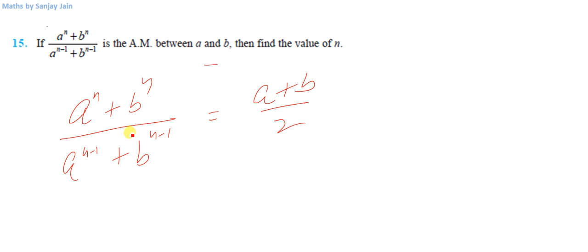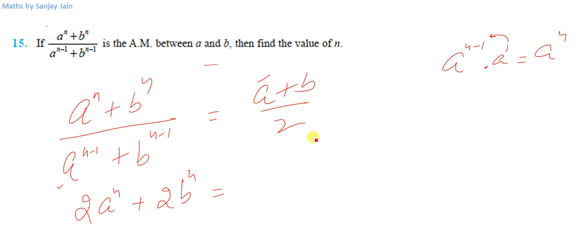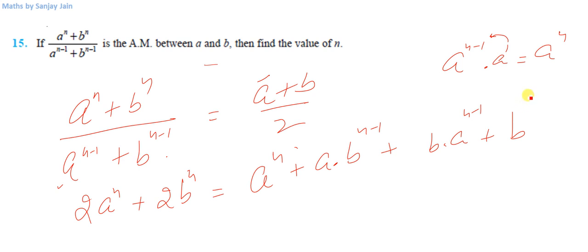What I am going to do is simply cross multiply these. So I will have 2A raised to power n plus 2B raised to power n equals A into A raised to power n minus 1. So A raised to power n minus 1 into A, these powers will get added. So it will be equal to A raised to power n plus A into B raised to power n minus 1 plus B into A raised to power n minus 1 plus B raised to power n minus 1 into B will be B raised to power n.